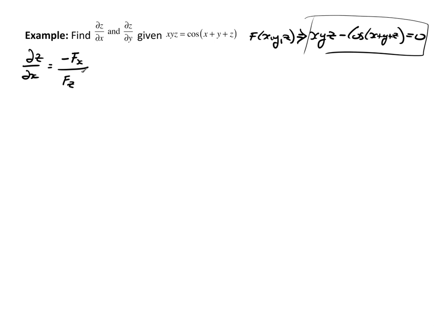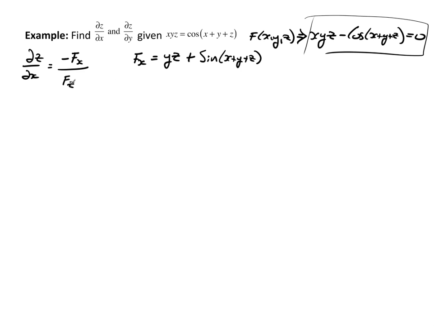Now I have this in the form that we needed. So the partial of this with respect to x, I'm going to look for these individual components. With respect to x, everything else is a constant, so the partial here is going to be simply yz minus, there's an x in here, so the derivative of cosine is negative sine, so I have a double negative, that's plus sine of x plus y plus z times the derivative of the inside with respect to x, which is just 1. So that just goes away. Well, I can put it there, but who cares?